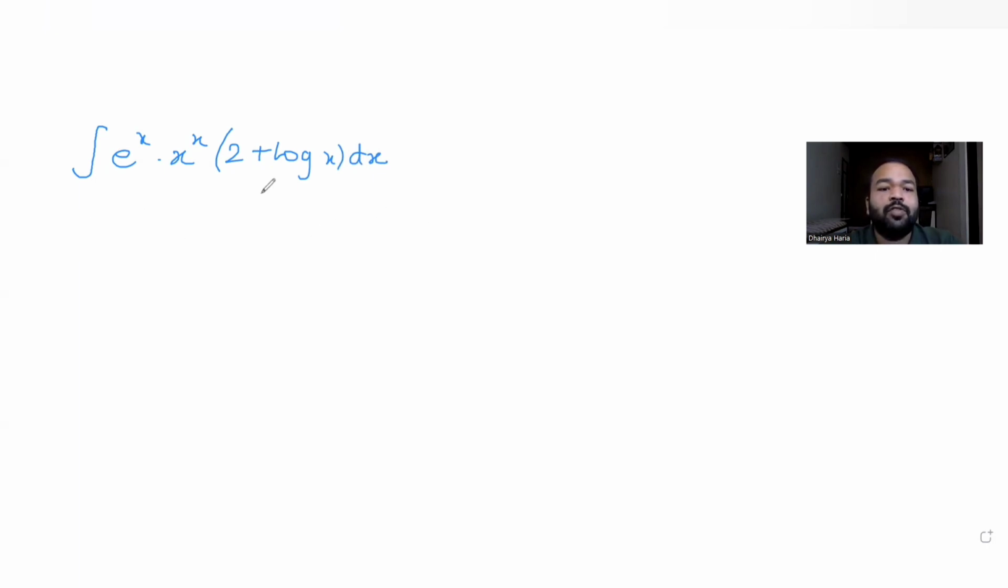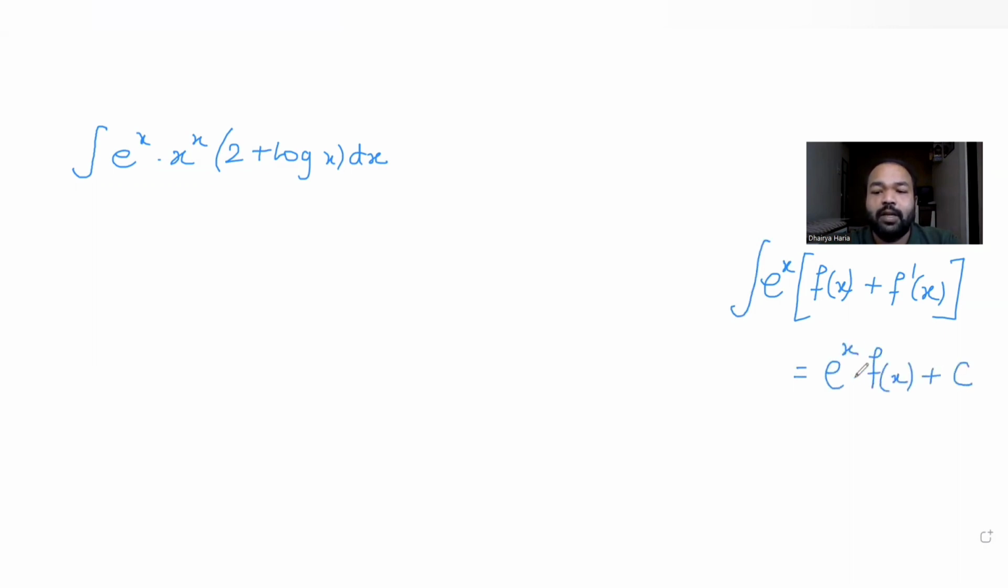The concept we'll be using in this question is: if there is e raised to x multiplied with a function f of x plus a derivative of that same function. If I am able to write my entire question in this form, where it is a product of an exponential function with the sum of a function and its derivative, then the answer for the integral of this type will become e raised to x into f of x plus c, right?